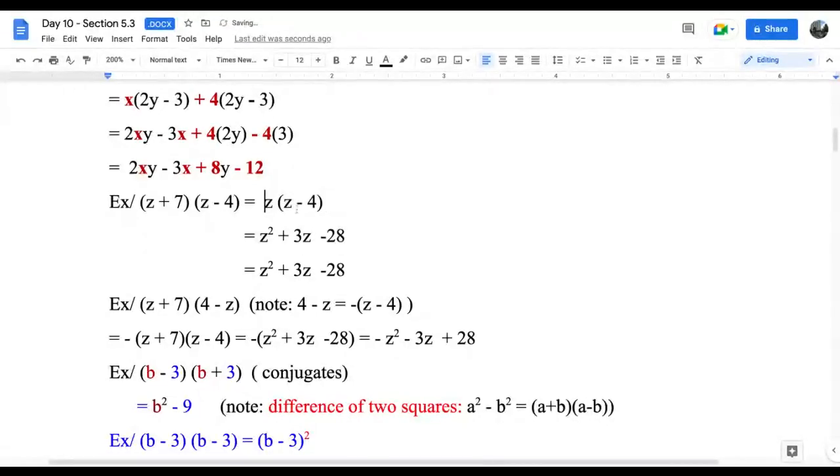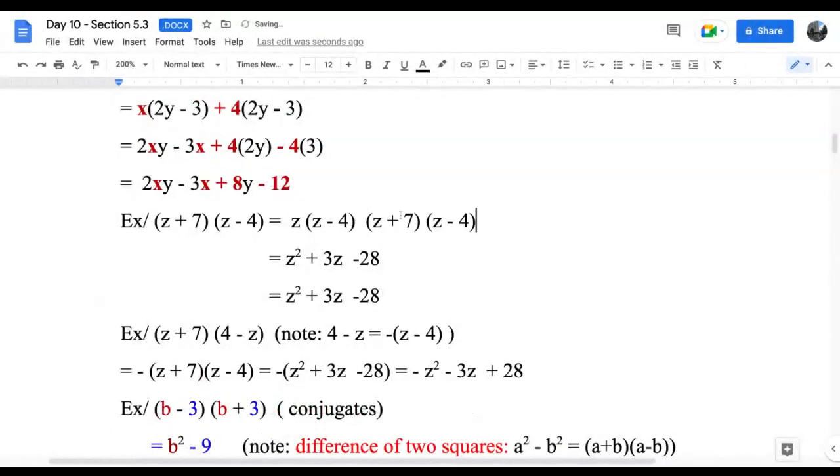I think there's a double distribution. So I have Z times the second parenthesis, and I have a plus 7 times the second parenthesis. When I do that, I get a Z squared and minus 4Z. The second one, I get 7Z. Then negative 4 times 7, that's negative 28.